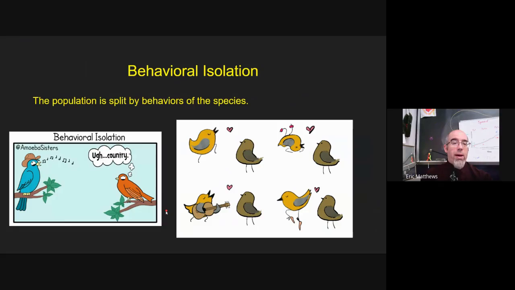Behavioral isolation is the same idea, but now instead of something physically separating them, now it's all about something that they do. The best possible example is over here, because country music is terrible. Okay, I think it's terrible. But birds are incredibly specific for what they want in a mate. And if you cannot sing that song that that female wants to hear, nothing else matters. It must be the right song, and it must be the right way, or else there will be no breeding here.